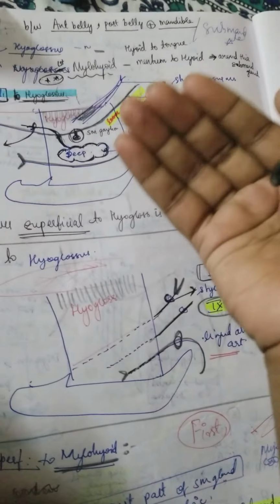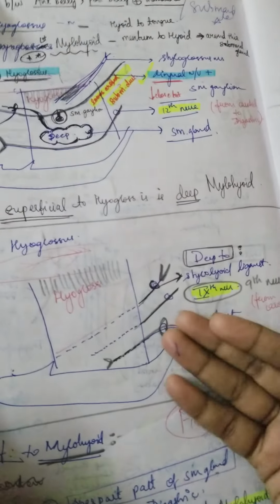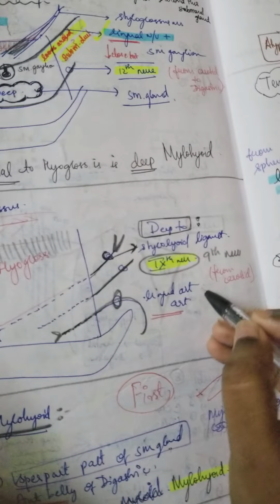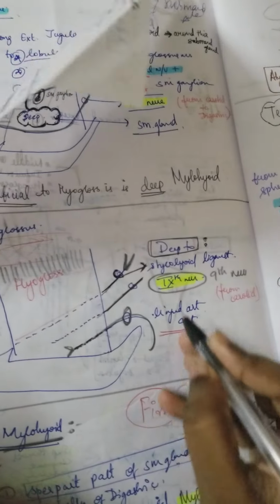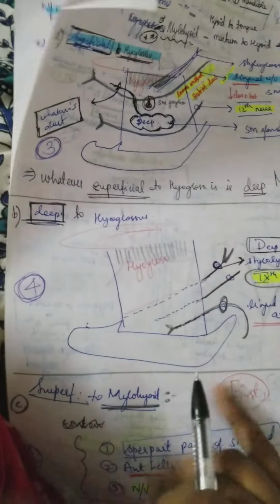Now, deep to the hyoglossus, what do you see? We have the 12th nerve superficially. Deep to the hyoglossus is the stylohyoid ligament and the 9th nerve. It's also going to come from the carotid and go towards the tongue, and you'll have the lingual artery. So these are all the contents of the digastric triangle. Cool.